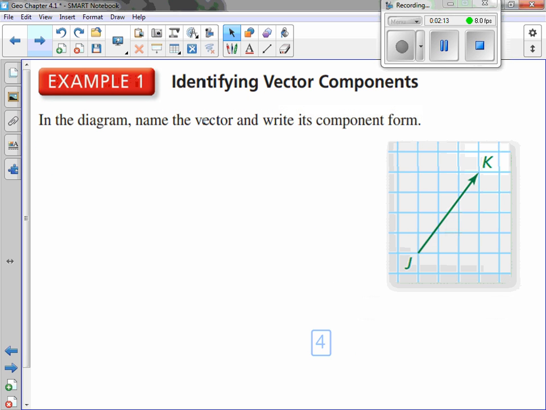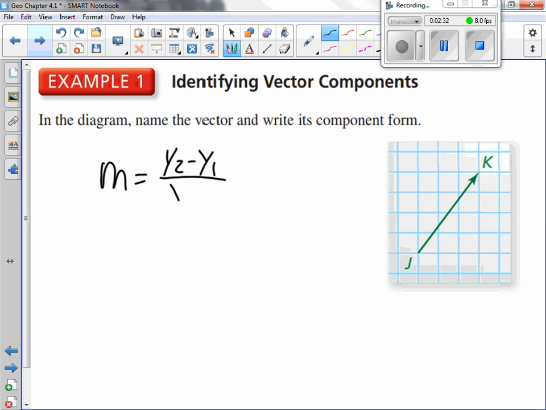Now this is going to make a little bit more sense when we actually look at an example. So slope is rise over run, and slope is written as a fraction. So it would be similar to slope, but they're not the exact same thing. They'd be similar, because slope is going to be a number. A vector is going to be in two spots.